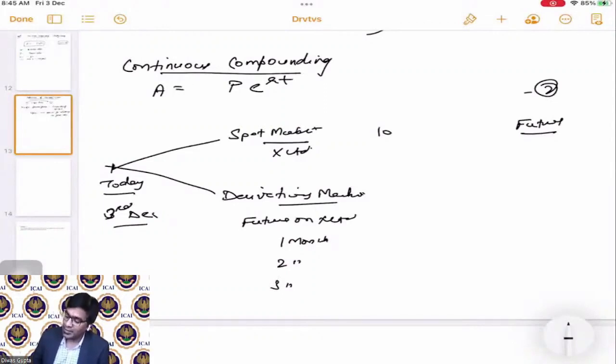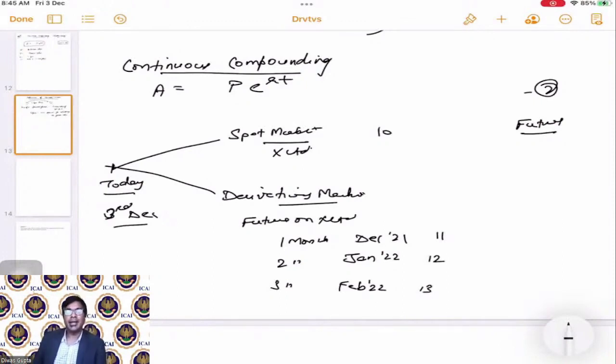Now, 1 month expiry means that it is going to expire in December. 2 month means it is going to expire in January. 3 month, it is going to expire in February. February 22, January 22, December 21. Okay. This is how it is going to expire. And all of them will have different prices. For example, it has 11, it has 12, it has 13.